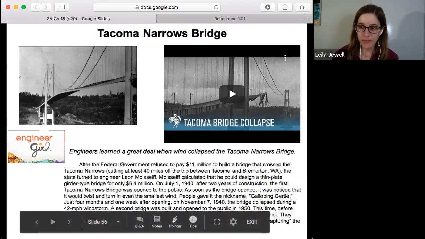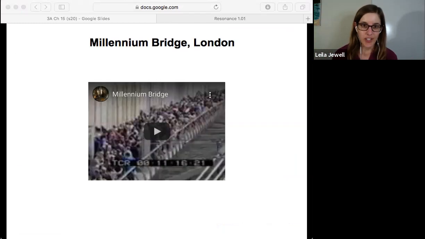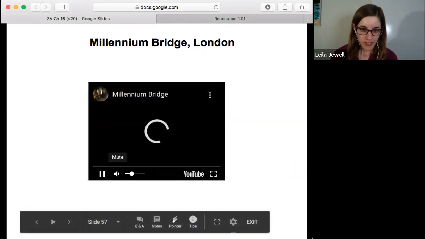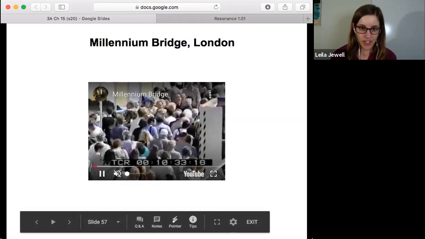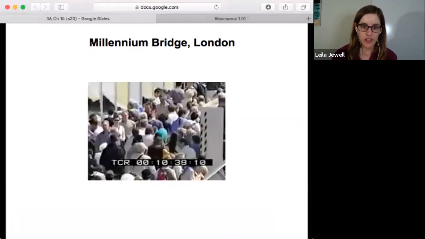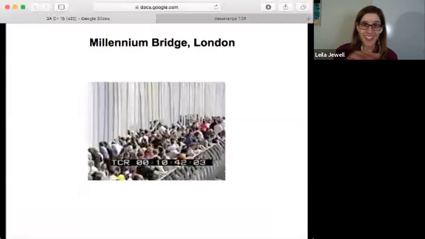One example of resonance that was less dramatic in its epic breaking, but is resonance, is another bridge in London, the Millennium Bridge. This is a pedestrian footbridge. So for this one, we don't need the audio. But you can see there are people walking on the bridge. And when it first opened just less than 20 years ago, you notice it's swaying side to side.